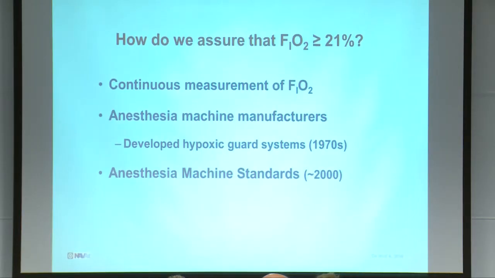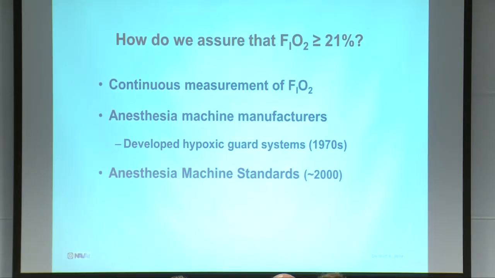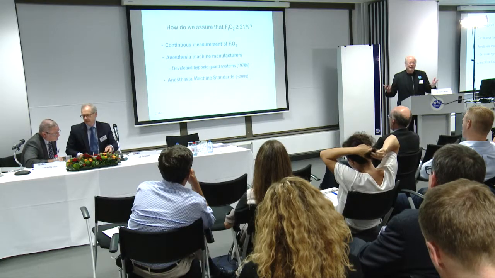But then our anesthesia machine manufacturers introduced hypoxic guard systems, and that happened in the 1970s. There is very little literature about these hypoxic guard systems, but anyhow, the anesthesia machine manufacturers were very responsible, and they developed systems that helped us to avoid the administration of hypoxic gas mixtures. Very good. The anesthesia machine standards appeared around the year 2000, so the practice of introducing the hypoxic guards came before the standards were made. Kind of bizarre.